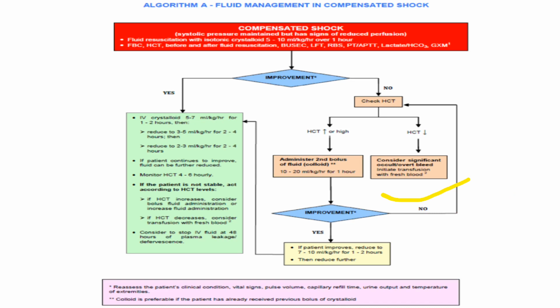But if hematocrit is high, you can administer a second bolus of colloid fluid, 10 to 20 ml per kg per hour for 1 hour, and then check for improvement. If there is an improvement, you can reduce to 7 to 10 ml per kg per hour for 1 to 2 hours, then reduce further, and then go back to the crystalloid management.